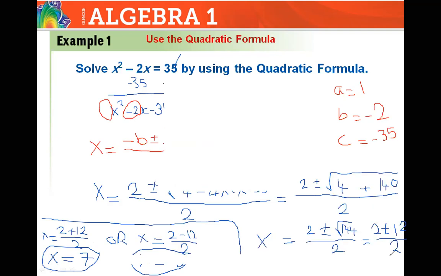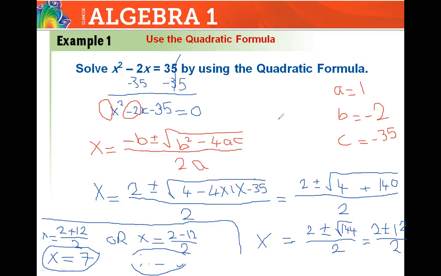Okay, Muhammad. So Ahmed starts the problem by getting the equation in zero form. Zero form means the equation must be equal to 0. But the equation was equal to 35. So Ahmed makes minus 35 on the left hand side and minus 35 on the right hand side, and gets the result: x power 2 minus 2x minus 35 equal to 0.